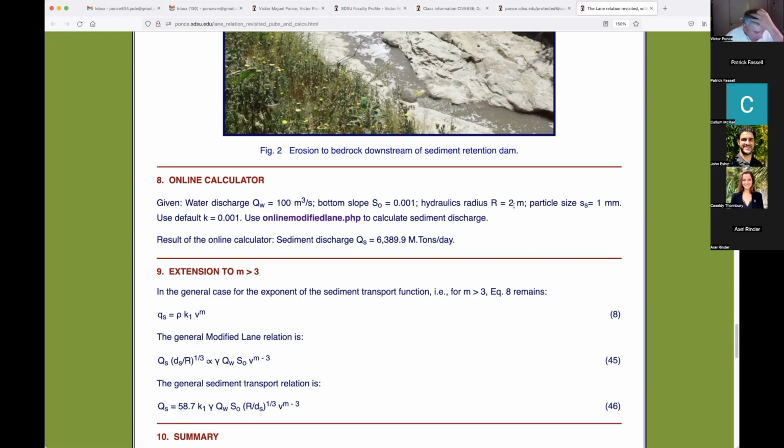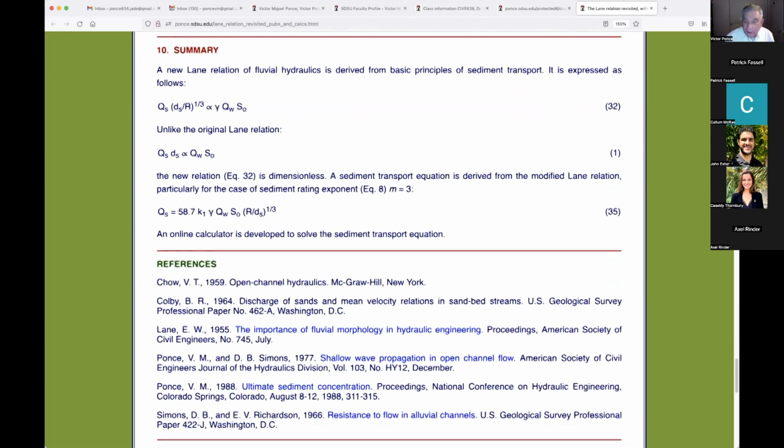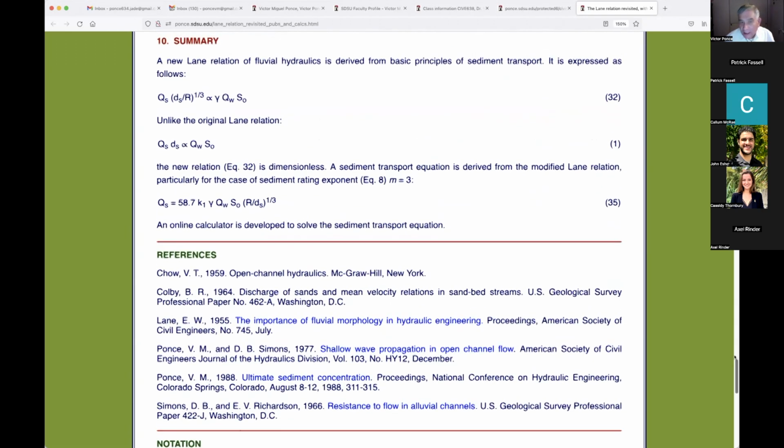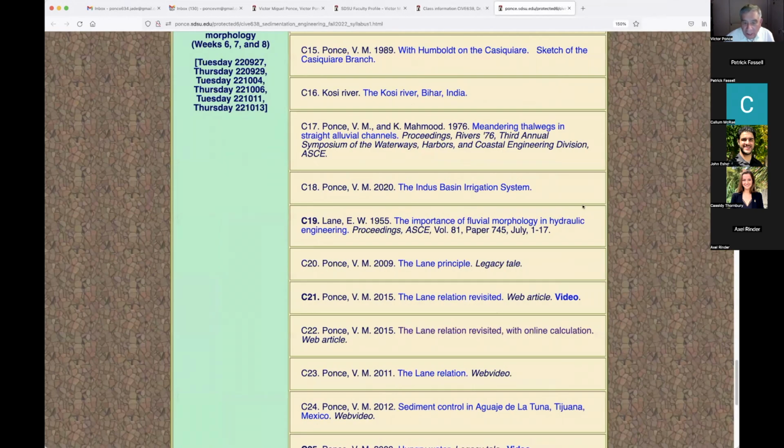So you should do that, because it helps you. If you make a mistake, and that's not an easy computation, by the way, you can immediately find out that you made a mistake, because you have a test. And there's the summary, and that is it. So we have the Lane relation revisited with online calculation.